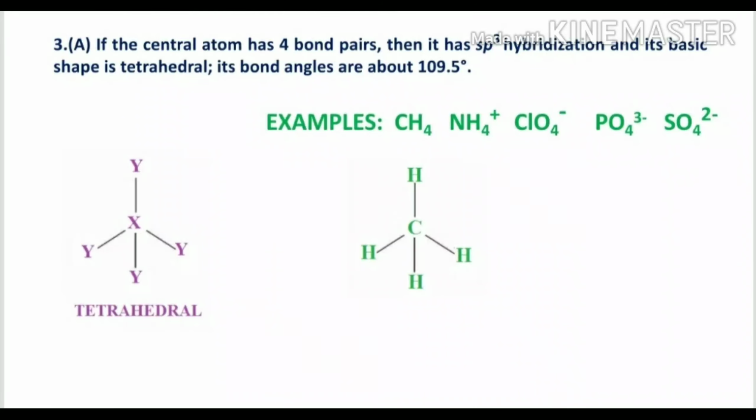Next we go to the third one, 3a. If the central atom has 4 bond pairs, there is no lone pair, then it has sp3 hybridization and its basic shape is tetrahedral. Its bond angles are about 109.5 degrees. For example, you see how methane is formed, CH4. Methane is formed by the sp3 hybridization.